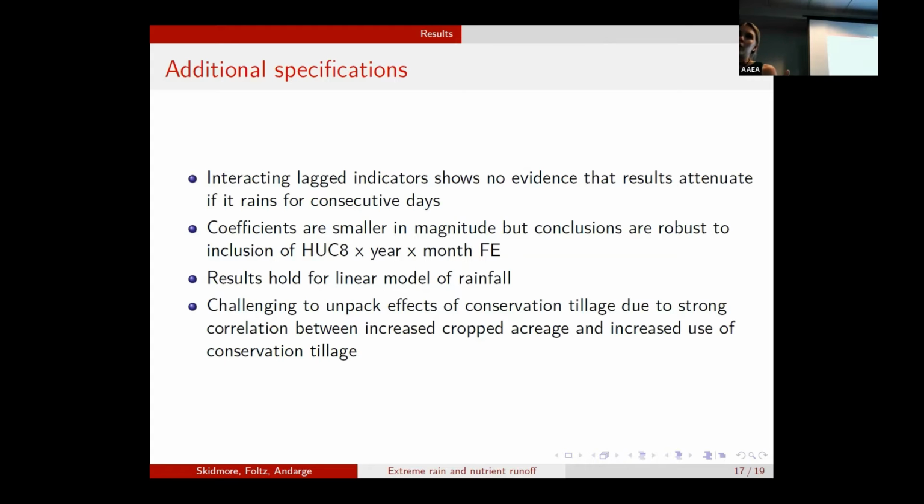We're thinking about conservation tillage. OPTIS also has this data, but we're having a little bit of trouble gaining traction because we see really strong correlation between just increased crop acreage, which we would expect to increase the interaction with rainfall, and also conservation tillage. So if any of you have thought about this, have worked with this, I'd love to chat and get some ideas where to go.